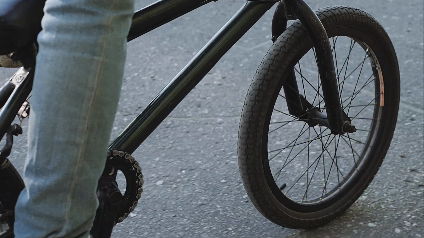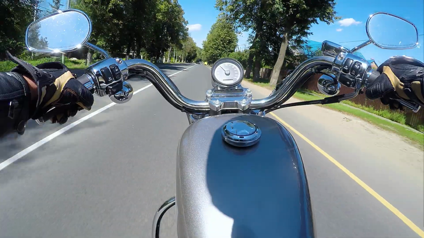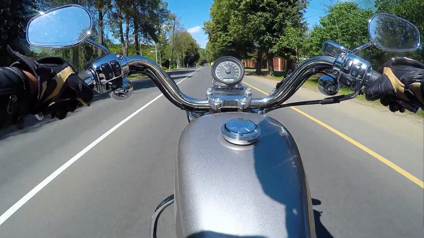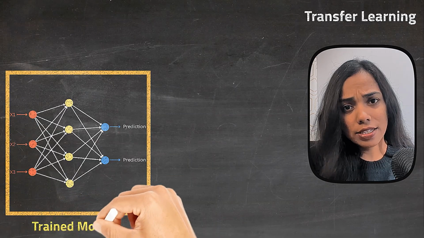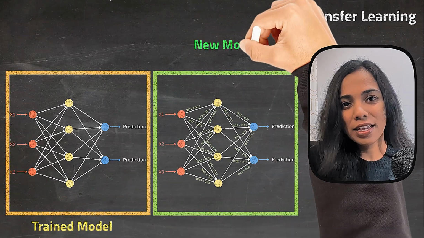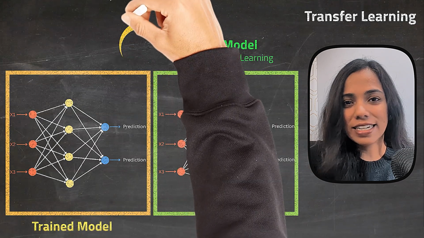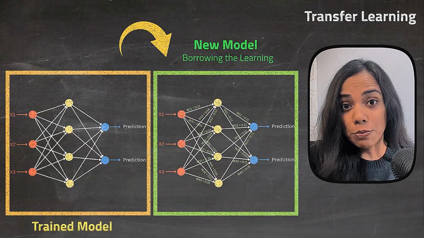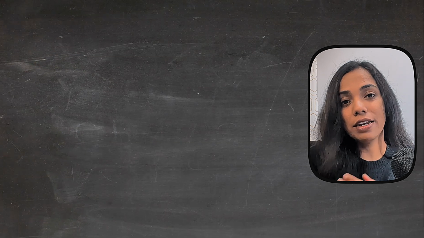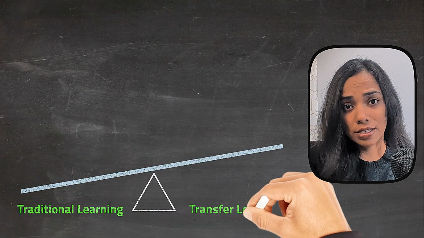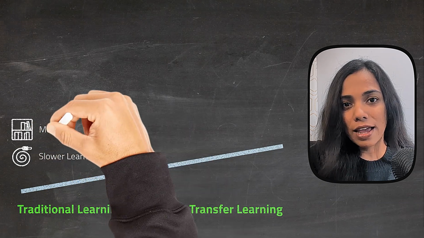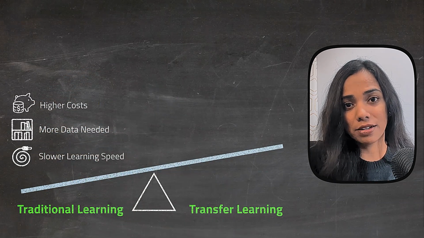Imagine you have learned to ride a bicycle. Later, picking up a motorcycle feels easier because you have mastered the balance and steering aspects of it. Transfer learning works the same way, but for AI. Instead of training a model entirely from scratch, you build on what it has already learned. As a result of this, the model does not have to rediscover the basic patterns.